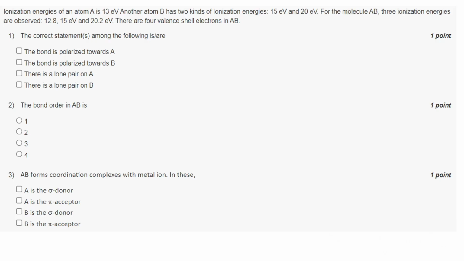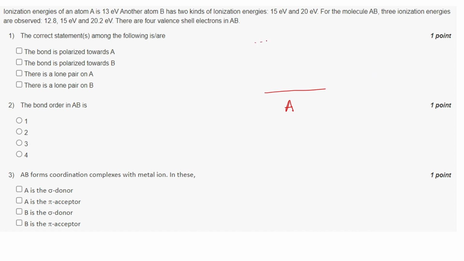So let me discuss something about this week 11 assignment. I am not going to give you the answers, but I am going to give you a hint how you can solve this. Okay. The first question was that the ionization energy of an atom A is given as 13 electron volt. Another atom B. So let me draw this case. One is A and B has two kinds of ionization energy.